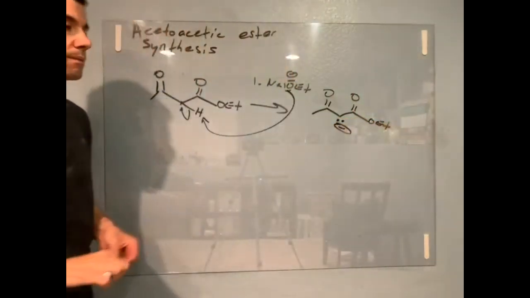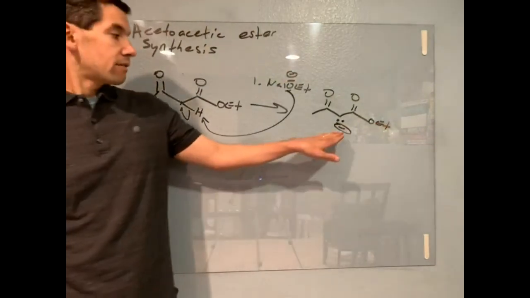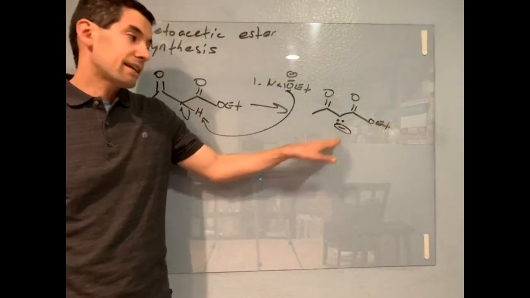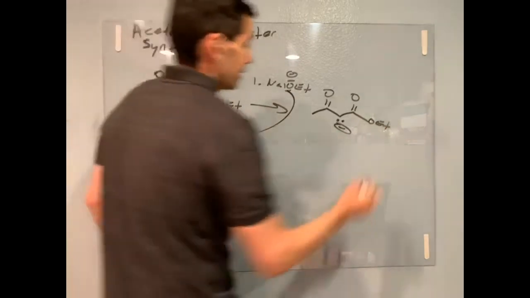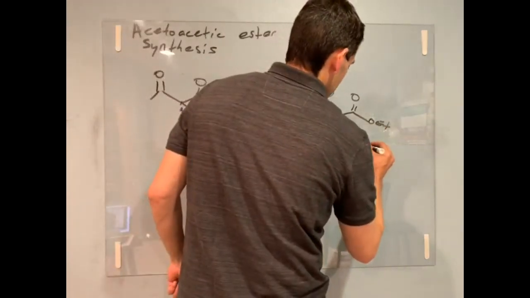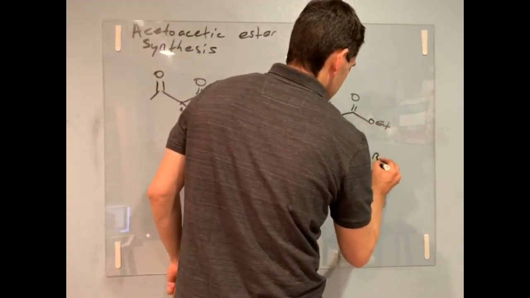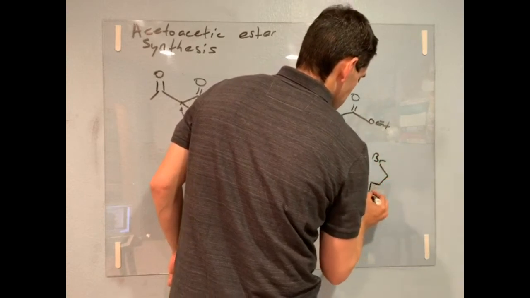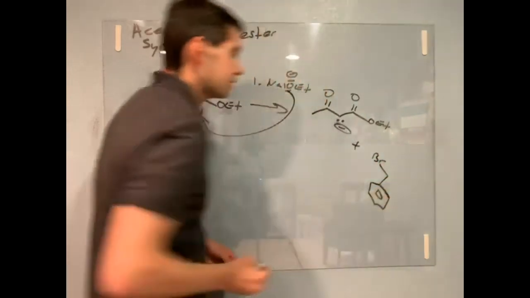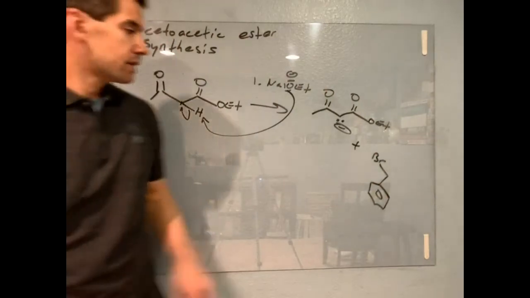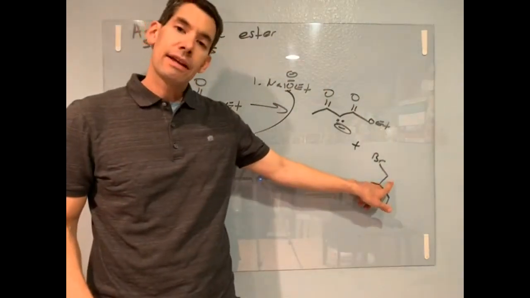Right? We make our enolate here. Now that we have our enolate formed, we can take this and attack it with our alkyl halide. So let's pick an interesting alkyl halide to work with. How about this one? Now notice when we pick our alkyl halides, I've used a primary alkyl halide, right?